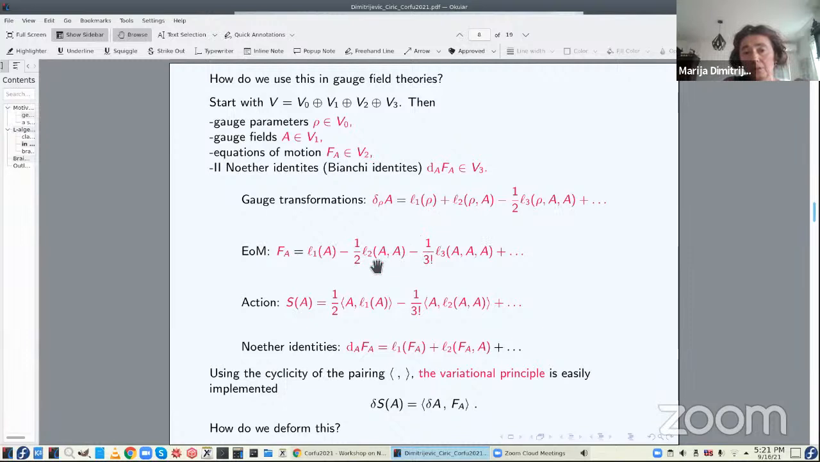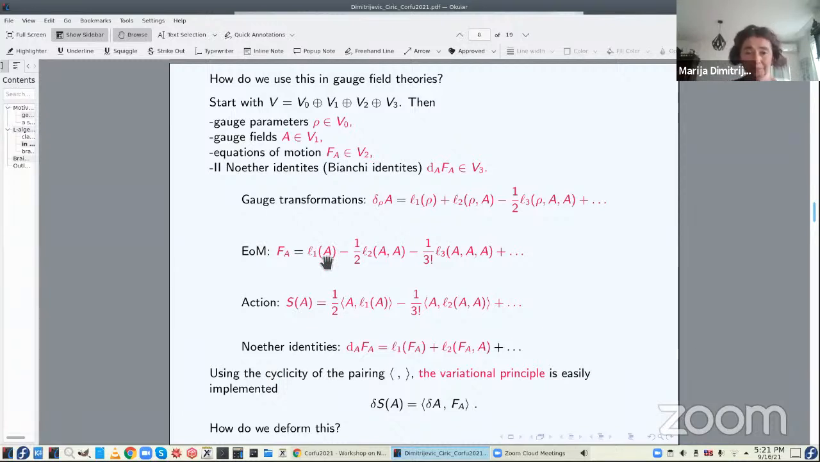Equations of motion in the same way. The action can be written in terms of this cyclic pairing, also an infinite sum of the brackets, and then the Noether identities also start with L1 of the equations of motion and so on. The variational principle: these equations of motion really follow from the variational principle if you use the cyclicity of this pairing. So you start with this action, you vary the field A, and you really end up with the field equations like this.